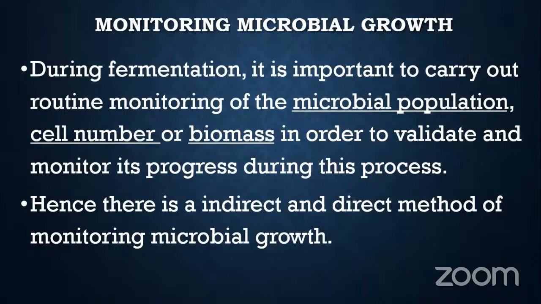Now, in this process, microbial growth can be monitored. And monitoring of microbial growth is usually by assessment of their cell number or biomass. This allows us to validate their viability and to monitor the progress of the fermentation process. Now, we have indirect and direct methods of monitoring microbial growth during these processes.